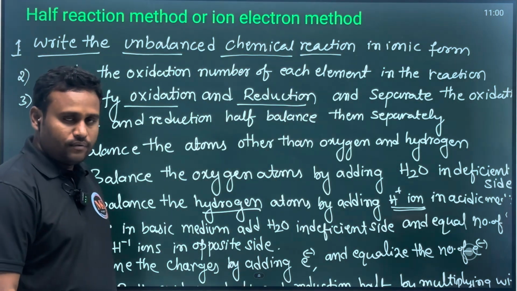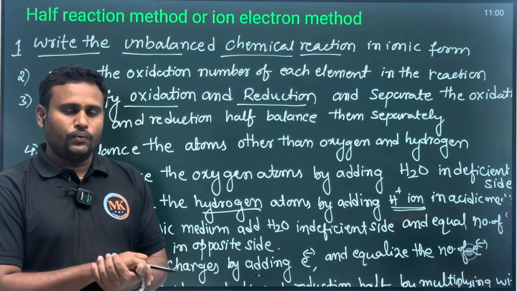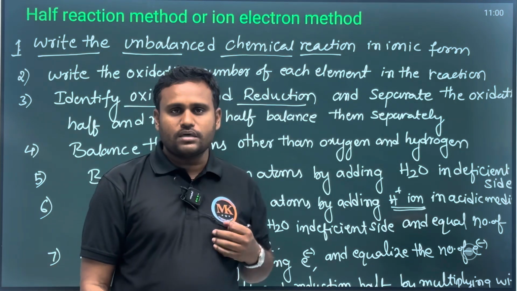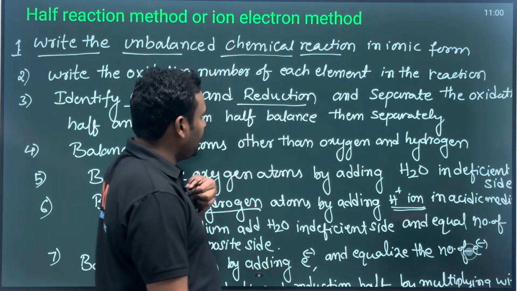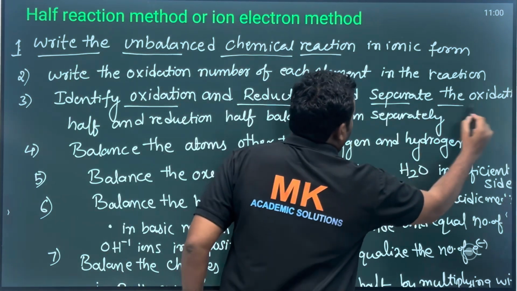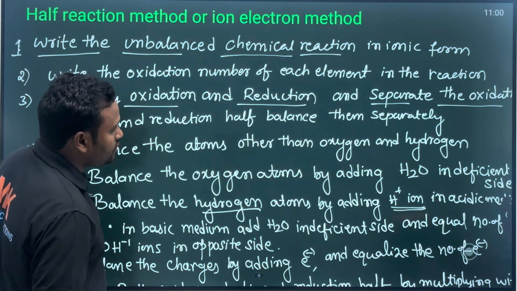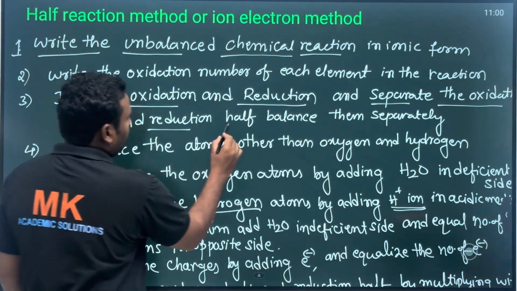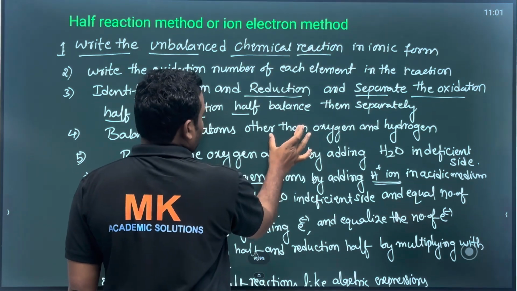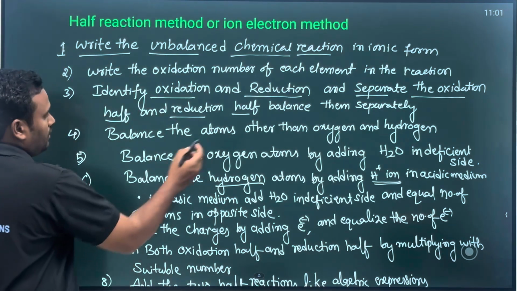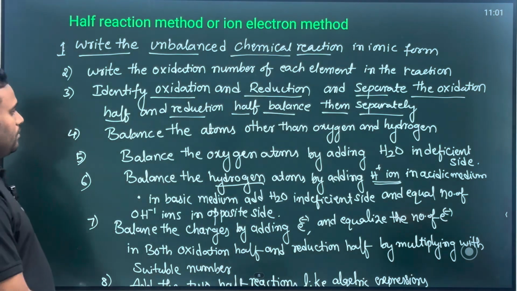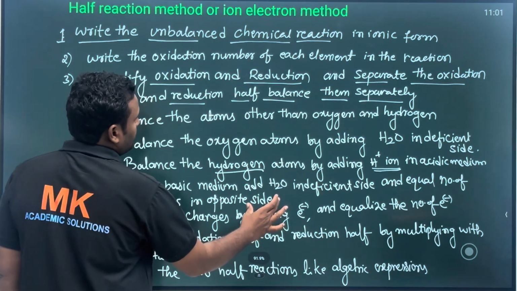After writing the oxidation numbers, what do we need to do? Separate the oxidation half and the reduction half, and balance them separately.